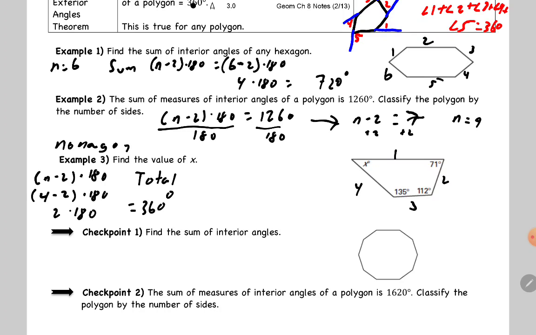So I'm going to add all of them up: 135 plus 112 plus 71. That's going to give me 318. And we know that x plus 318 is equal to 360. So we just subtract from 360, and we get 42 degrees.